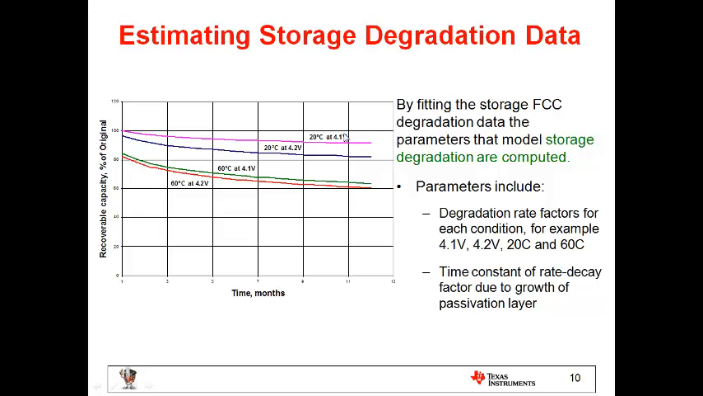You can see that at 4.1 volt the degradation would be the smallest. At 4.2 volt it gets bigger. It's about twice as high, and you can see a drastic increase especially at 60 degrees C. In this case degradation is 4 times bigger than it was at 20 degrees C. So we are fitting all this data to get the parameters of our degradation model, and that can be either used generically for typical lithium cobalt oxide cells, or it can be optimized for any particular cell.